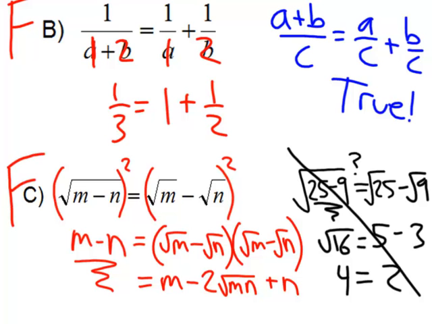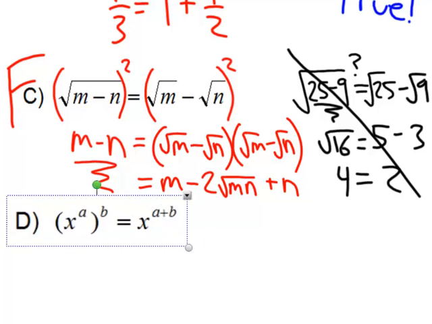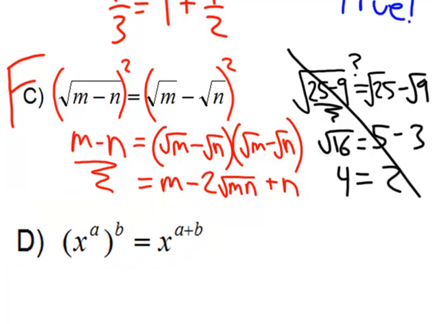All right, D. That is one that is a very common mix-up for students. If on the left side I had x to the a times x to the b, that is what equals x to the a plus b. So I'll put that over here and I'll say that is a true statement.